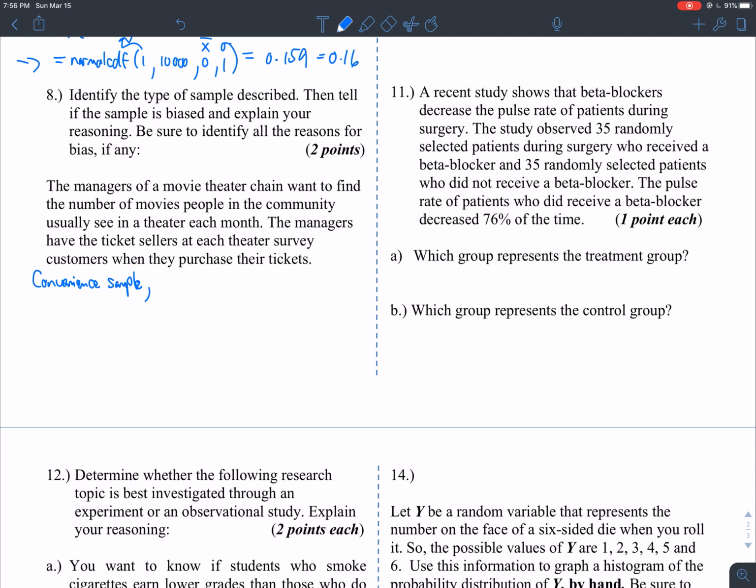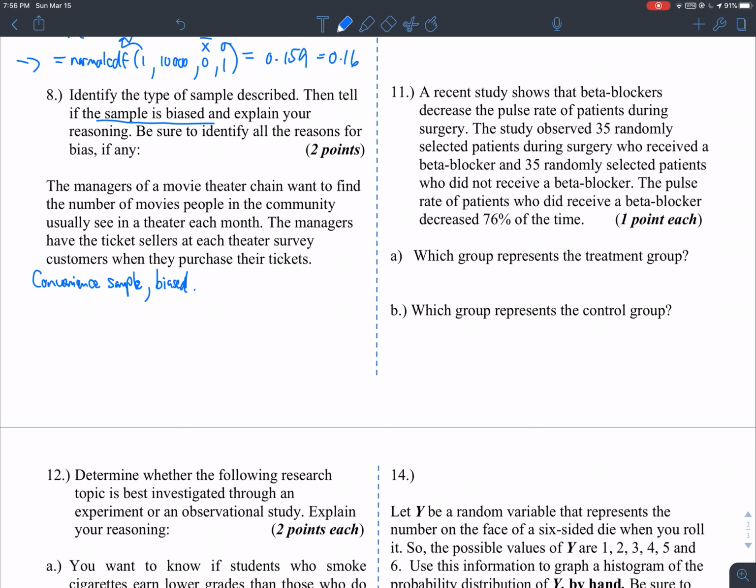Not a self-selected sample. Yes, they did choose themselves. But no, they didn't choose themselves to be in the sample because they just went to buy a ticket. I chose them to be in the sample because I went and stood at the door, okay? Or the ticket sellers. So, yeah. All right. So, convenience sample, and we know that, is this sample biased? Yes, this is biased, for sure. Okay, convenience sample is a biased type of sample.